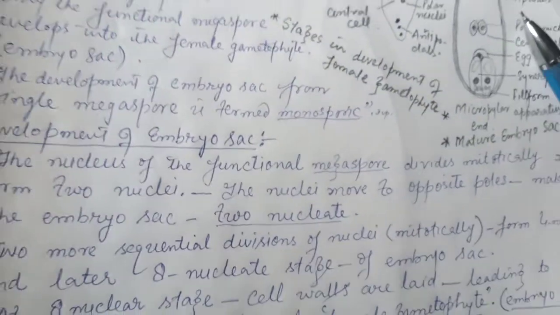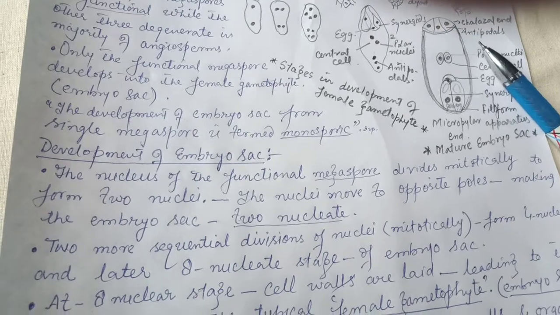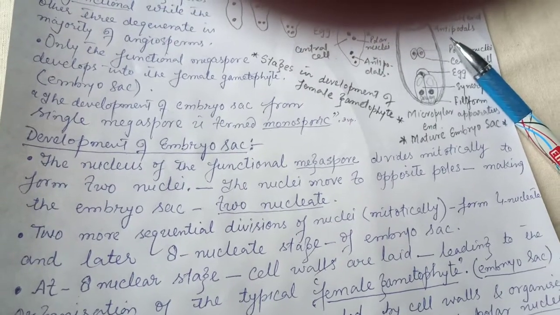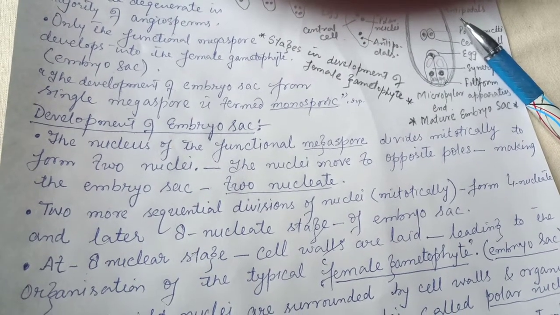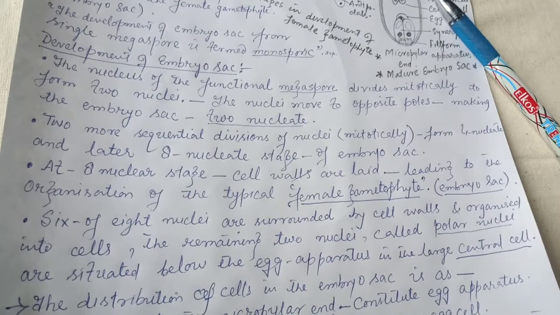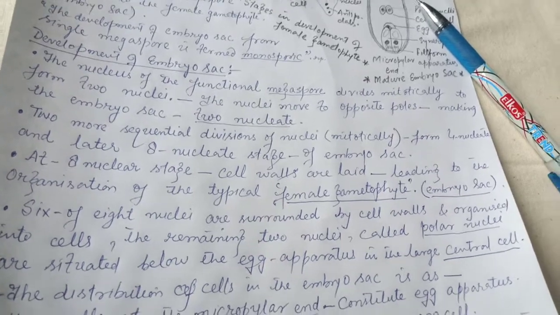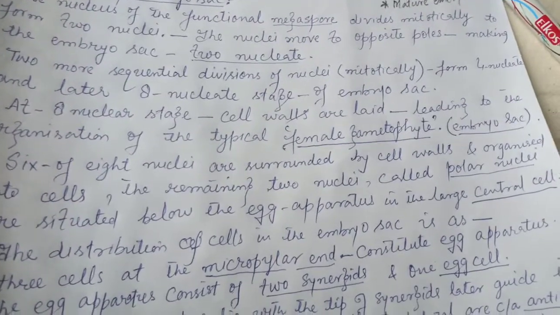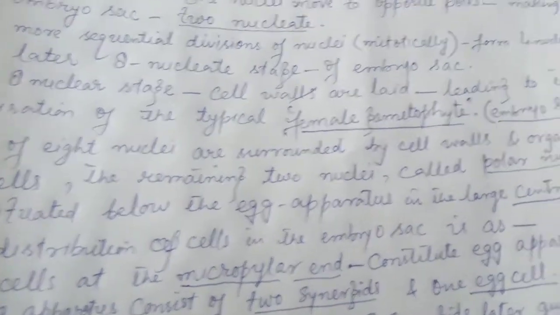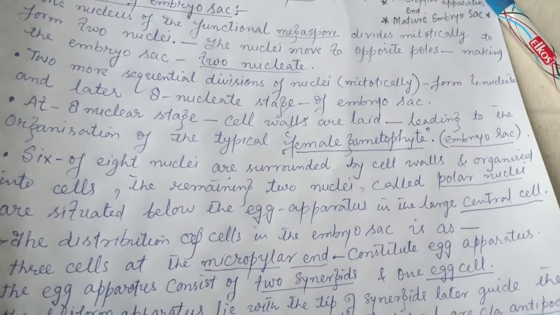The nucleus of the functional megaspore divides mitotically to form 2 nuclei. The nuclei move to opposite poles, making the embryo sac 2-nucleate. Further sequential mitotic divisions form the 4-nucleate and later the 8-nucleate stage of the embryo sac. At the 8-nucleate stage, cell walls are laid, leading to organization of the typical female gametophyte, commonly known as the embryo sac. 6 of the 8 nuclei are surrounded by cell walls and organized into cells. The remaining 2 nuclei, called the polar nuclei, are situated below the egg apparatus in the large central cell.